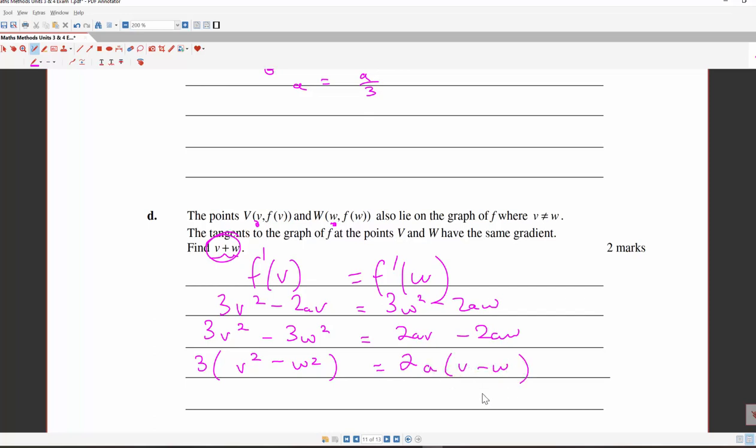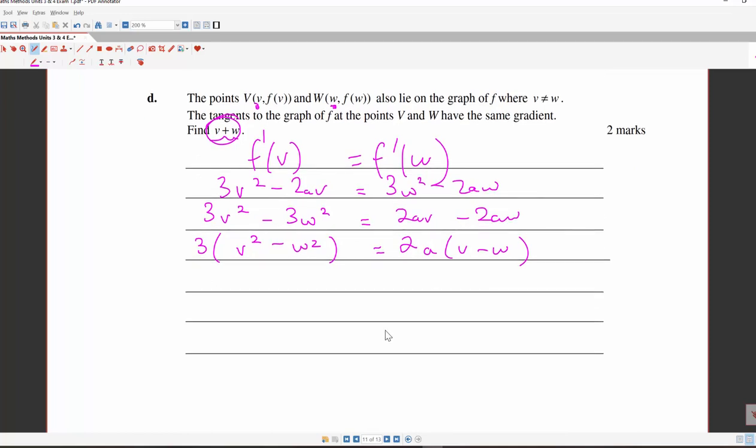v take w. What you can see unfolding is that the v take w is going to be crossed out, and the way we're going to do that is we're going to rewrite this as a difference of perfect squares, v plus w, times v take w, equals 2a times v take w. That cancels out because I can divide by v take w, since v is not equal to w, which means that can't equal 0. So we're left with v plus w equals 2a on 3. There we go. That's a tough one.